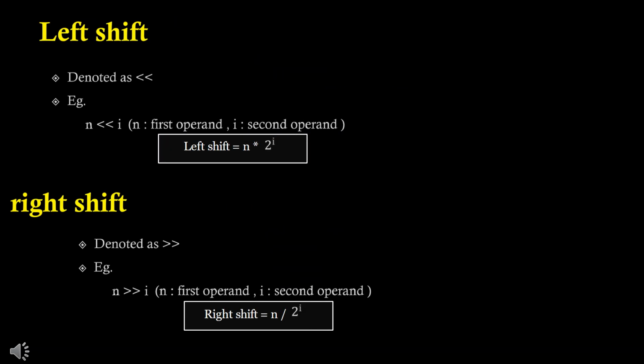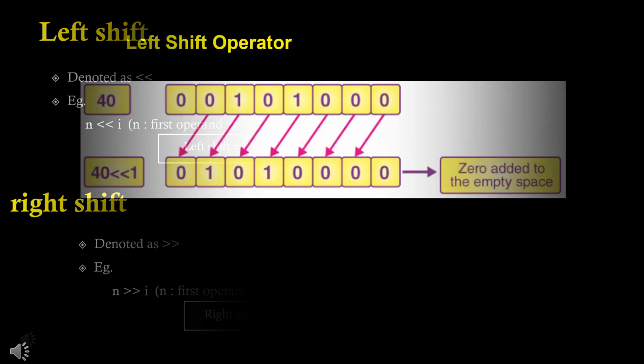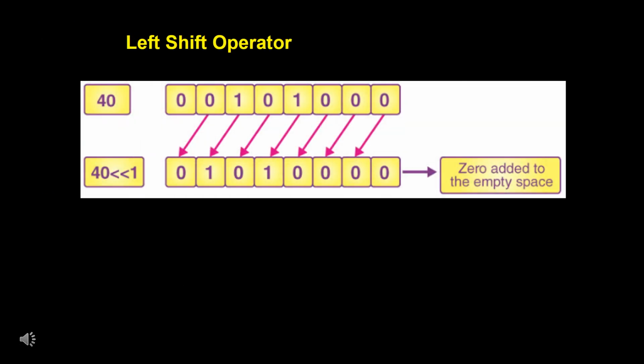Finally, let's discuss the left and right shift operators. The left shift operator shifts bits to the left by a specified number of positions, effectively multiplying the number by 2 for each shift. Conversely, the right shift operator divides the number by 2 for each position shifted to the right. Let me explain it with an example.